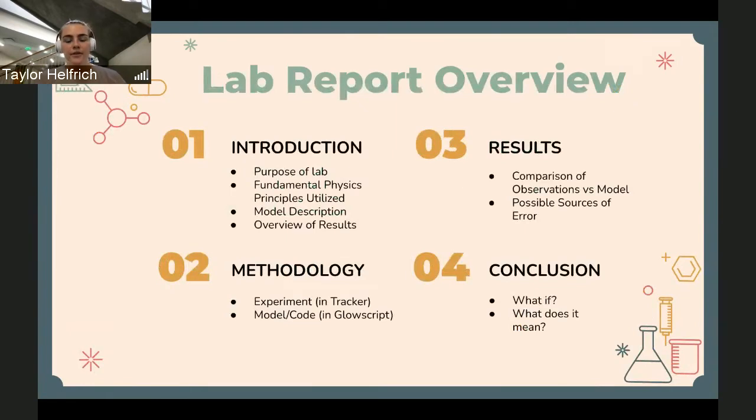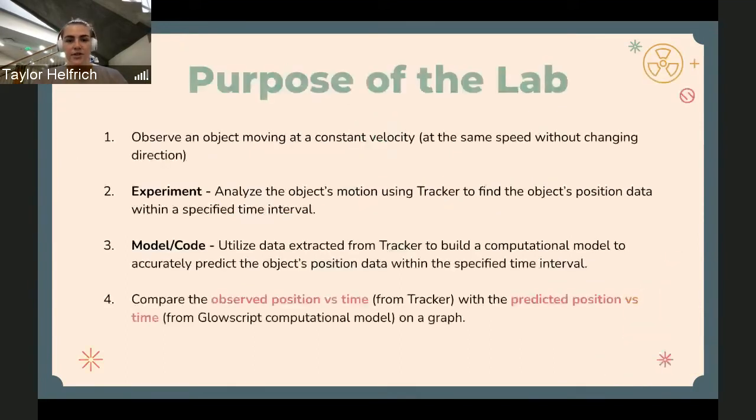So this is a quick overview of the lab report. Feel free to pause the video if you want to look at these sections, but I'll go over them in the next couple minutes. So, an introduction. The first thing is just the purpose of the lab, which is to first observe an object moving at a constant velocity, and then analyze the object's motion using Tracker to find the object's position versus time data. Then we'll use modeling and coding to build a computational model to accurately predict the object's position versus time data. And lastly, we'll compare the observed position versus time data from Tracker with the predicted position versus time data from the computational model on a graph.